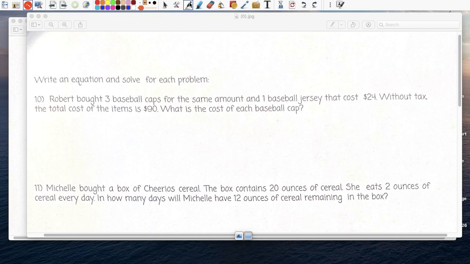Robert bought 3 baseball caps. So how much were the baseball caps? So if I wanted to find, let me write here: bought 3 baseball caps. What else did he write? Plus 1 jersey. And then it cost 90 bucks. Okay. So do we know the price of the jersey? Yes, we do. The price of the jersey is 24. So I can replace jersey with 24.